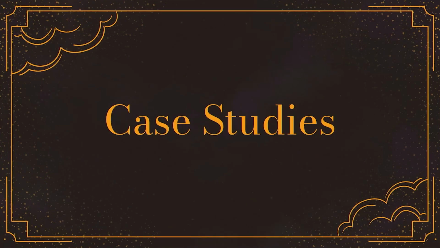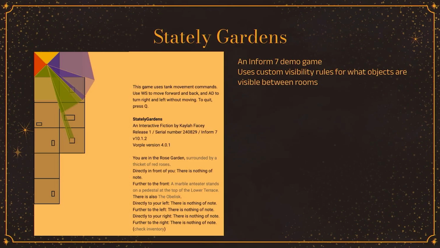So we did a couple of case studies using this system. The first one that we did is Stately Gardens, which is an Inform 7 demo game, which takes place in a wide open field. In this game it is made up of multiple locations and uses an ad hoc rule for defining objects as visible if they are above a certain height and there are a certain number of locations away from each other. So that's the kind of ad hoc rule that we are trying to avoid. And so we made a case study where we re-implemented it from the ground up using the Isofict system. We found that it worked.